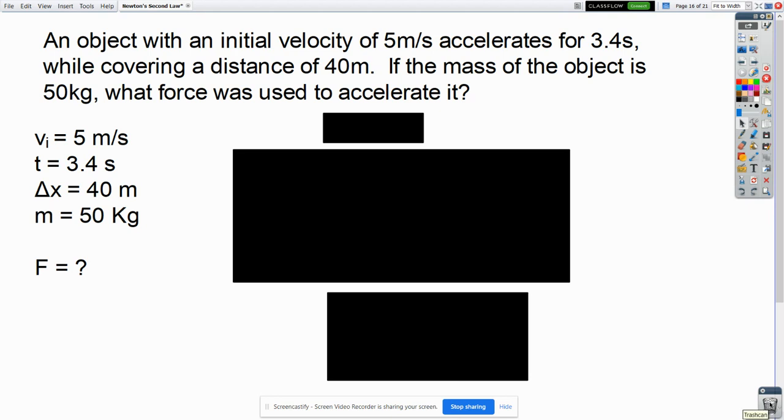Again, right now I only have one equation that I can really use to solve for a force, and that is F equals m times a.